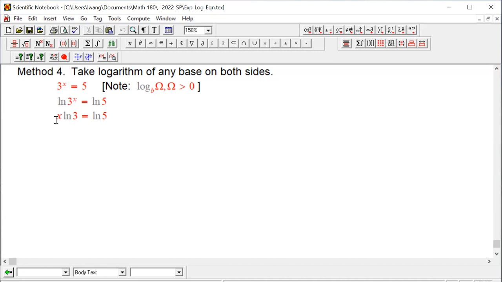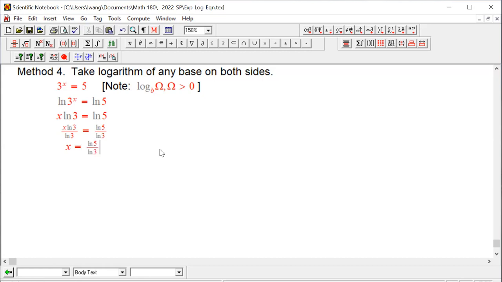And then I'm going to divide both sides by ln 3. Remember, ln 3 and ln 5 each are single numbers. So ln 3 and ln 3 are reduced because this is a single number, inseparable, and therefore x equals ln 5 divided by ln 3.